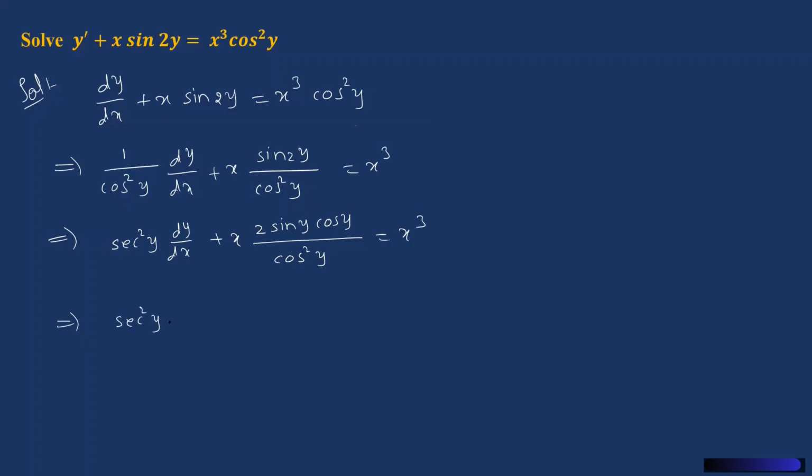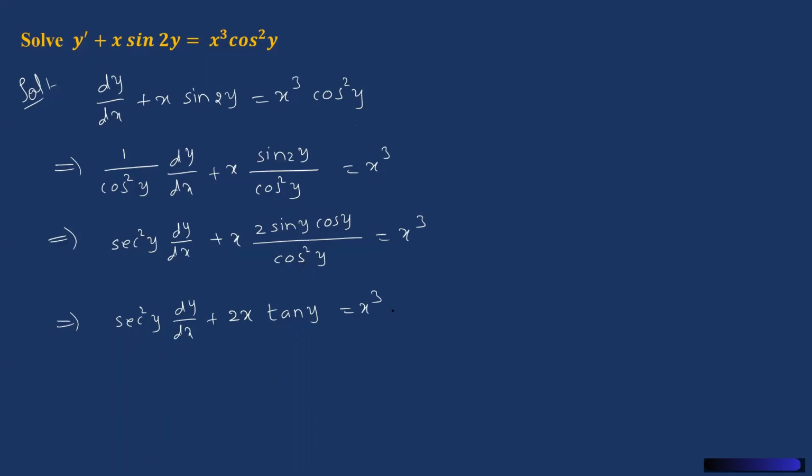And see, I'm writing it again. Secant square y into dy by dx plus x into, see here you can cancel 1 cos y, you see. 1 cos y can be cancelled, so that only sine y by cos y remains. Right? See, I'm writing it this way. Here is a 2, 2x. I'm writing it aside. And then what remains? 1 cos y is cancelled. So remaining is sine y by cos y. So when it is sine y by cos y, we can write it as tan y is equals to x cube.